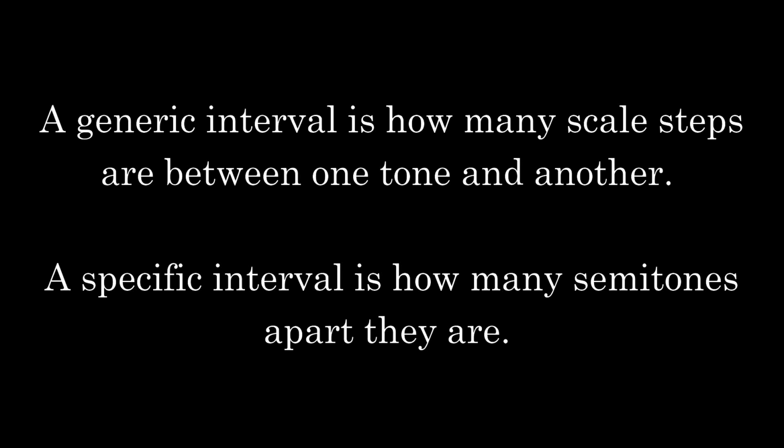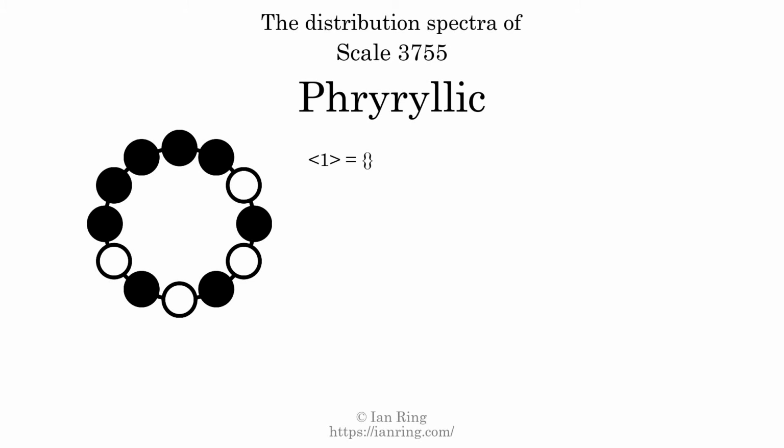A generic interval is how many scale steps are between one tone and another. A specific interval is how many semitones apart they are. The generic interval of one scale step comes in two different specific interval sizes, 1 semitone and 2 semitones. The spectrum width of this generic interval is the highest, 2, minus the lowest, 1, which equals 1.